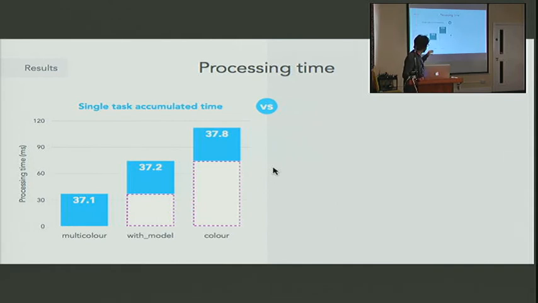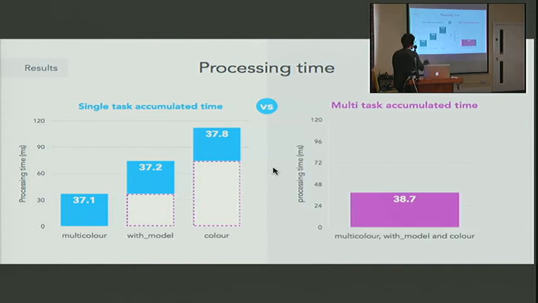But if you do that with a multitask classifier, and this will be a really good time for the bells, you can classify the three tasks in just about 40 milliseconds. So you're gaining a lot of time by doing that.